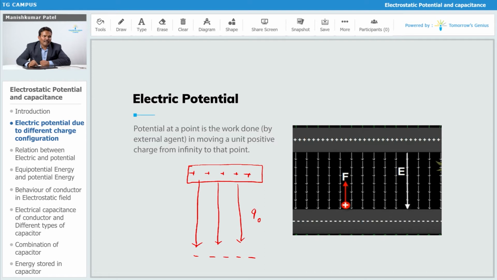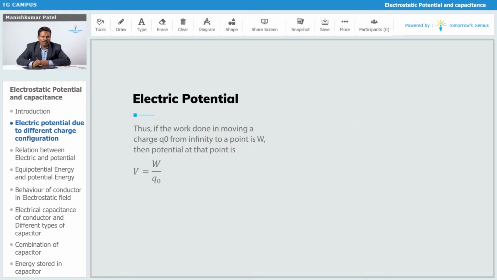Then if I apply force in the opposite direction, that is against the direction of the force exerted by this electric field, you have to do some work, and that work done will be saved in the form of potential energy. This is the amount of work done to bring the charge from infinity to the respective location, and all that work done is saved in the form of potential, which is nothing but your electric potential.